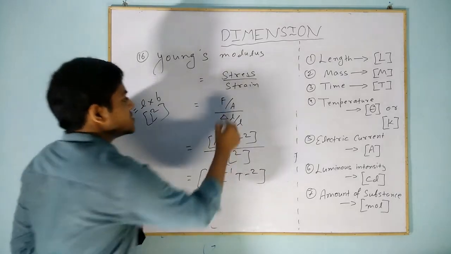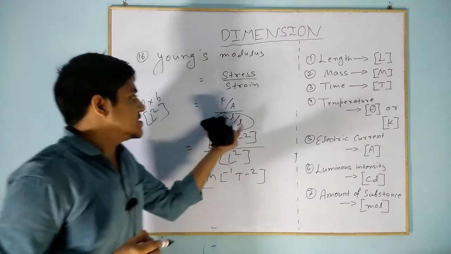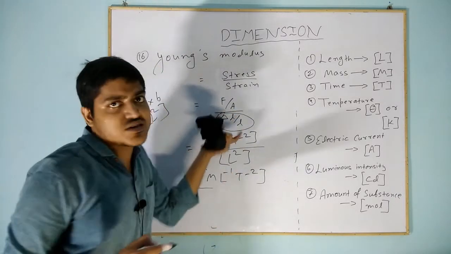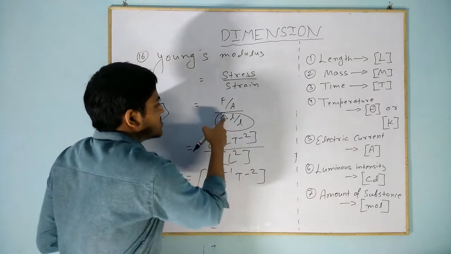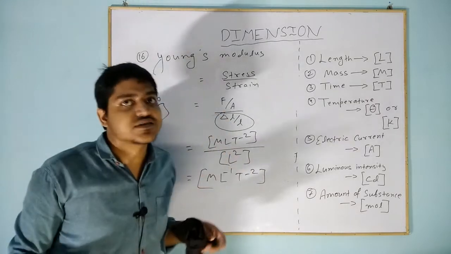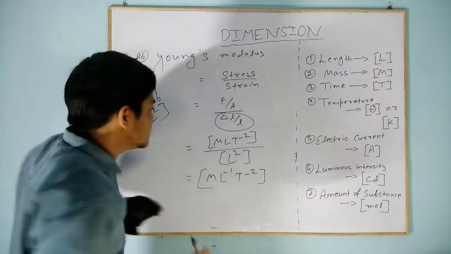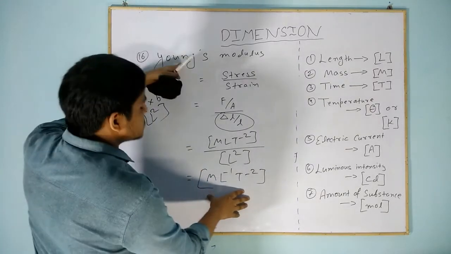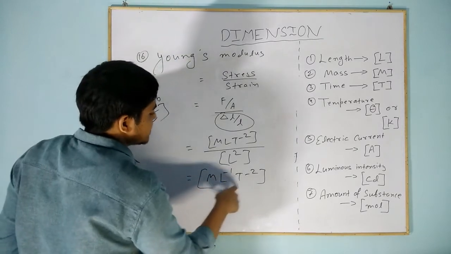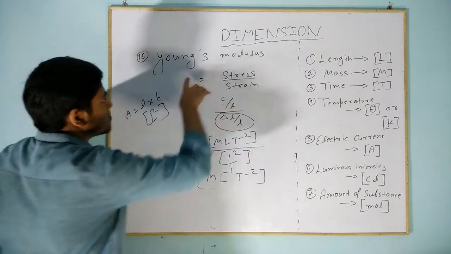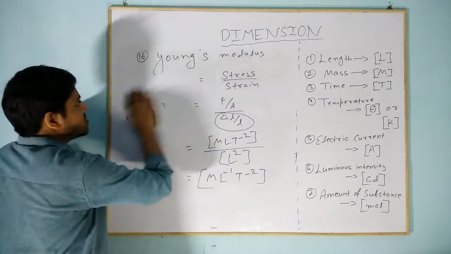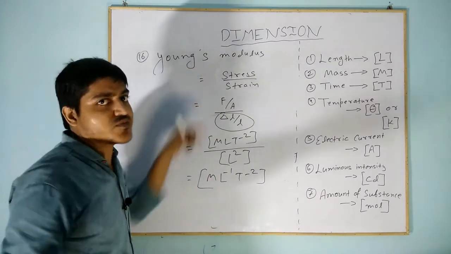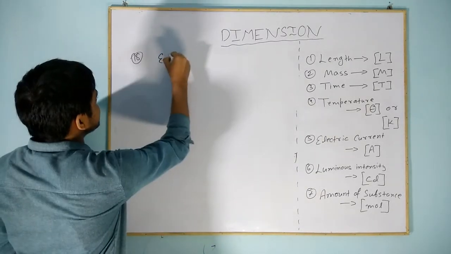We ignored this delta L upon L because it is a dimensionless quantity. Both in the numerator as well as in the denominator we have length, so both of them will cancel out. This is the dimensional formula of Young's modulus, and we would say 1 in mass, minus 1 in length, and minus 2 in time are the dimensions of Young's modulus. You will come across this term in properties of solids. Electric potential.